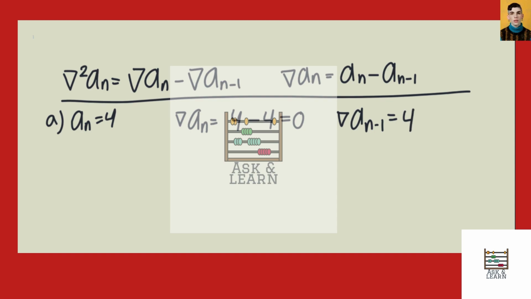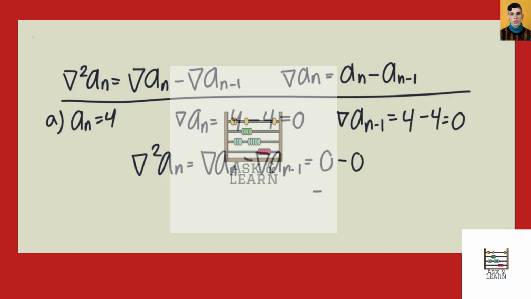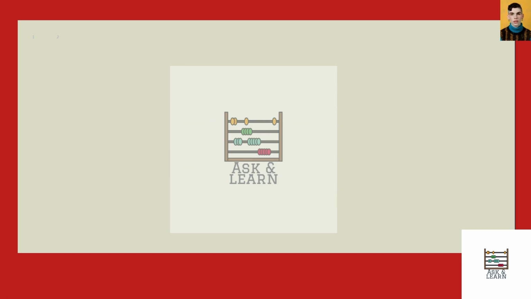Okay, so then an minus 1 minus an minus 2 is going to be 4 minus 4, and that is also 0. So we want our second difference, which is equal to the difference of an minus the difference of an minus 1. Well, that is equal to 0 minus 0, which is just 0. Okay, so we'll move on to B then.